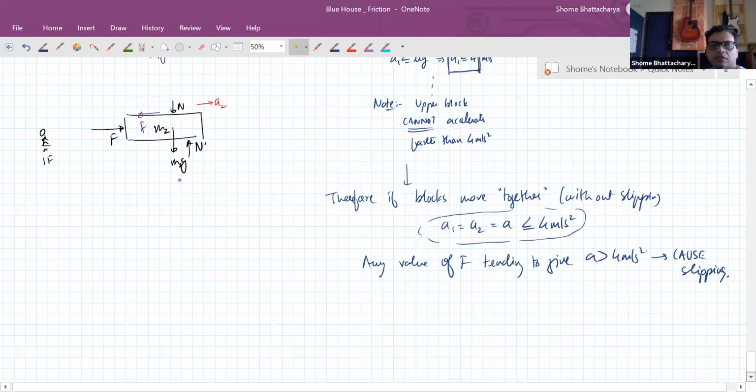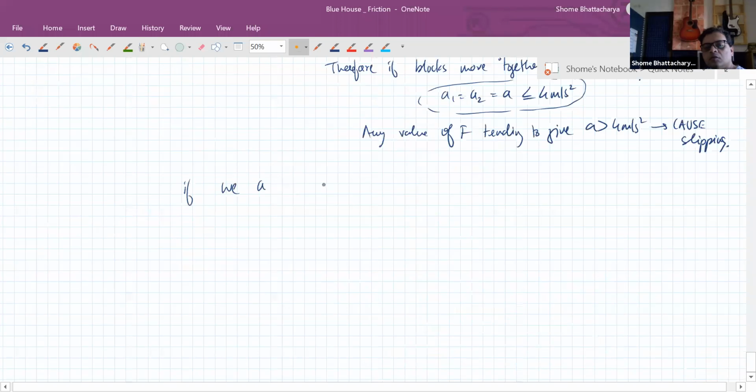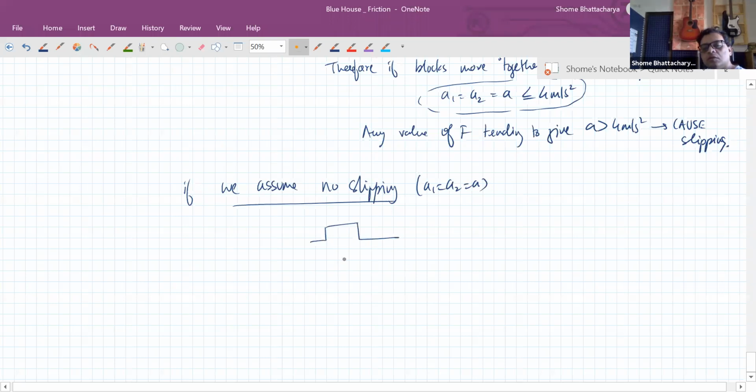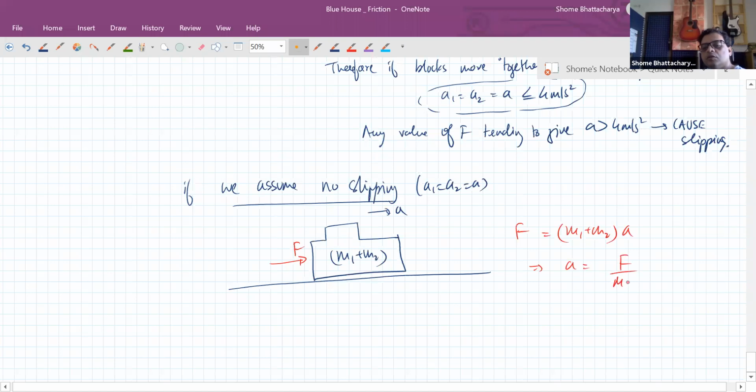So the point is that if we assume no slipping condition, that is A1 equal to A2 equal to A, then we can make a combined free body diagram. It is moving with an acceleration A. So on that combined free body diagram, there's only one horizontal force acting, F. So F should be equal to (M1 plus M2) A. So this A should be equal to F upon (M1 plus M2).